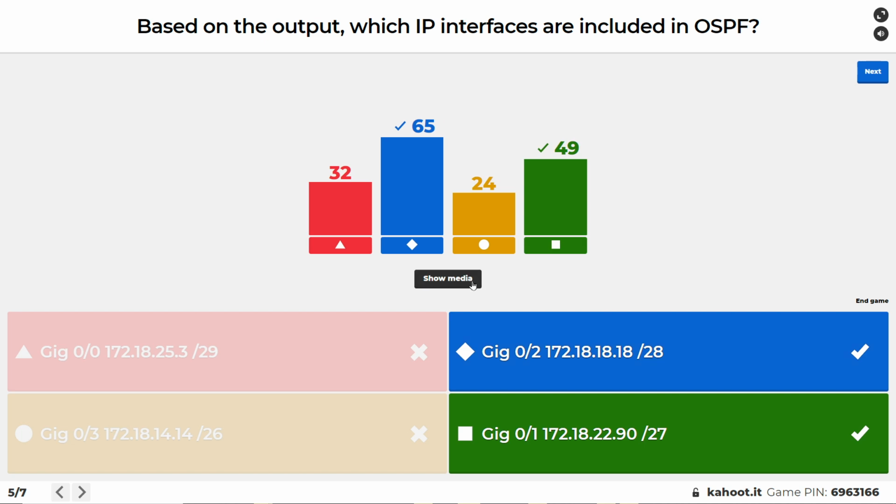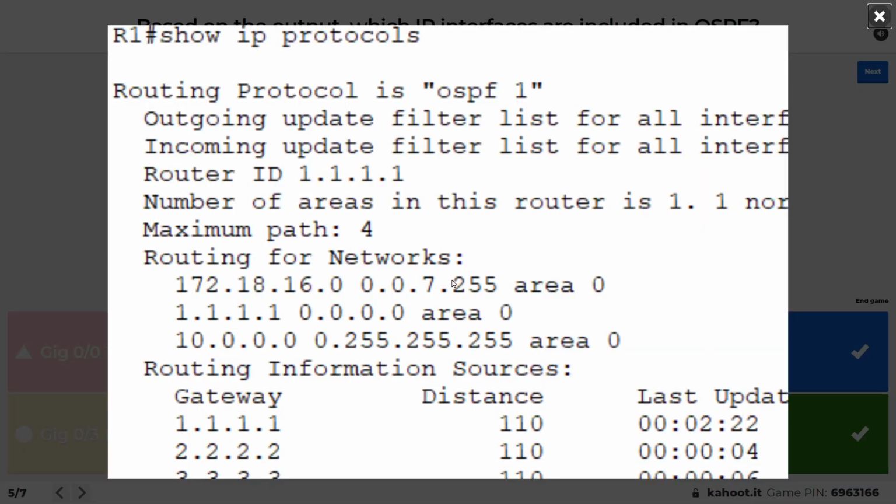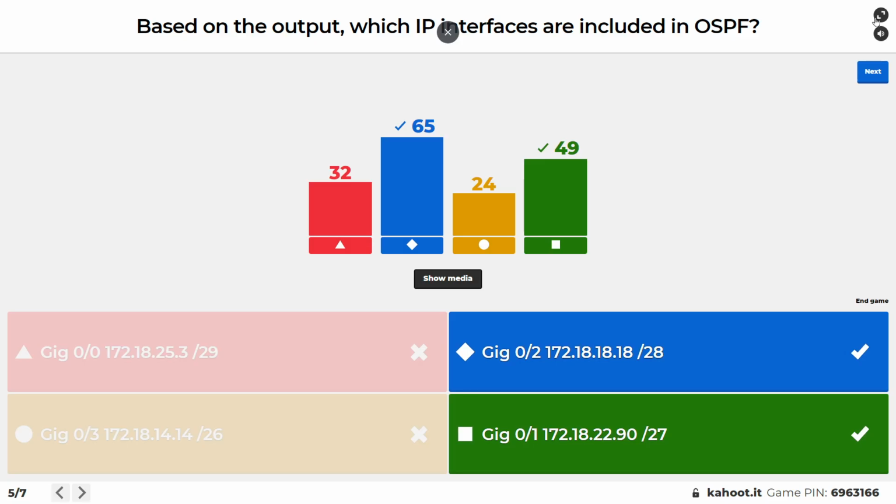Okay, so for this question, this is a subnetting question, which I probably don't want to elaborate on right now, but you have to figure out, okay, based on, let me show media, this network statement of 162.18.16 with this wildcard mask, then figure out which IP addresses fall into that range, and the answer is these 2 right here. And so it does involve a little bit of work to get there, but it's worth it.